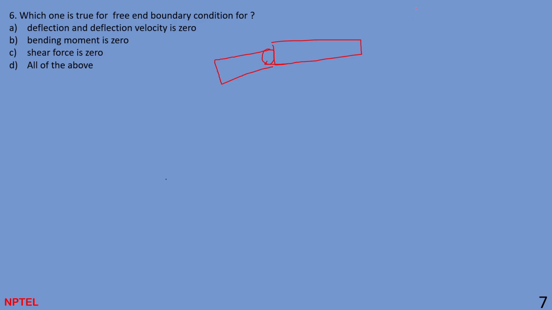You have two joints. So here this end is fixed and this end is free. What kind of boundary condition will you apply here? And they were asking which one is true? Deflection and deflection velocity is zero.